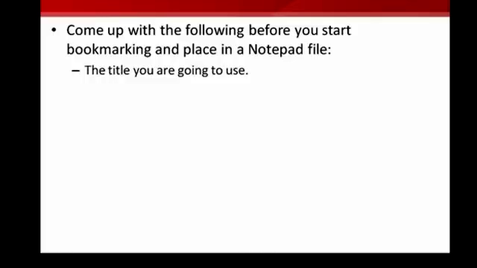The first thing you want to come up with is the title that you are going to use for your bookmarks. In this case, it's going to be the core keyword phrase that you're trying to go after. So, for example, let's say the keyword phrase is weight loss articles. So the title of my bookmark would be weight loss articles. That's my core keyword phrase, and that's what I'm going to submit to the social bookmarking sites as my title.